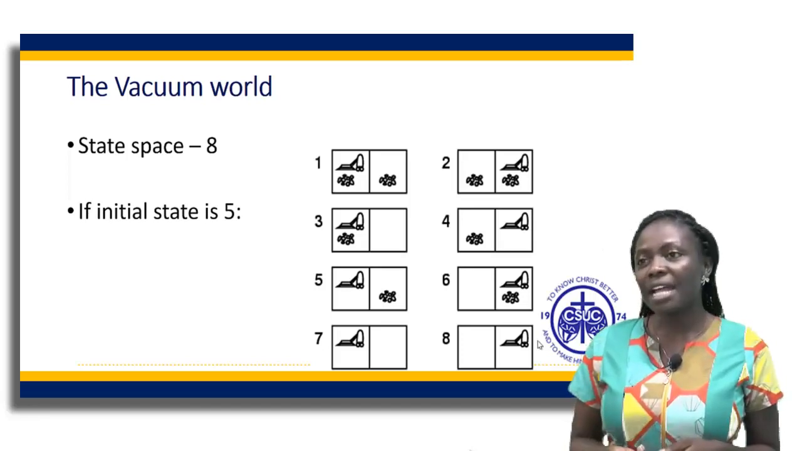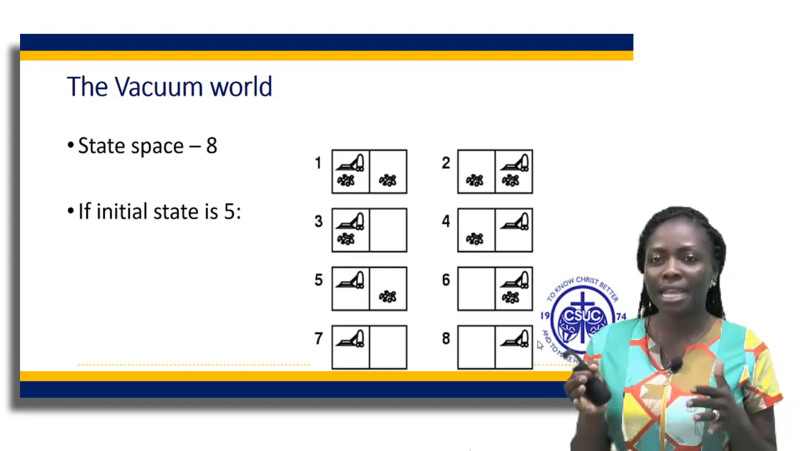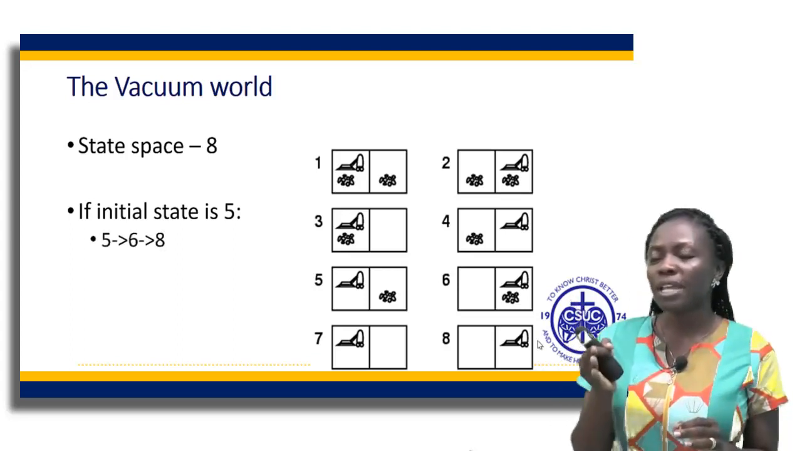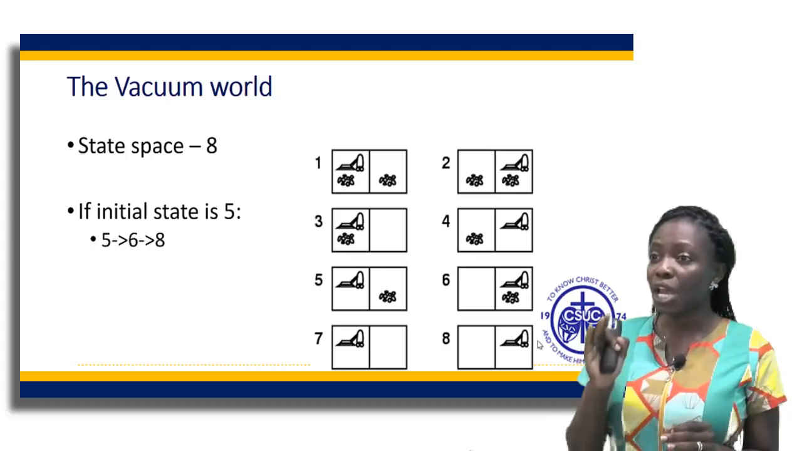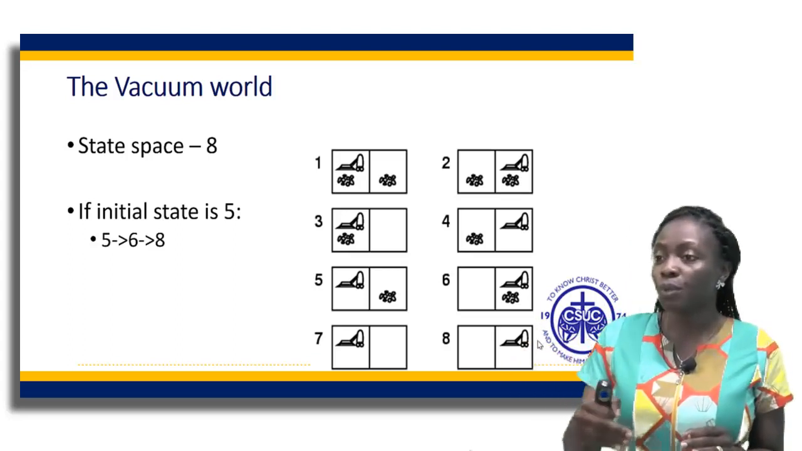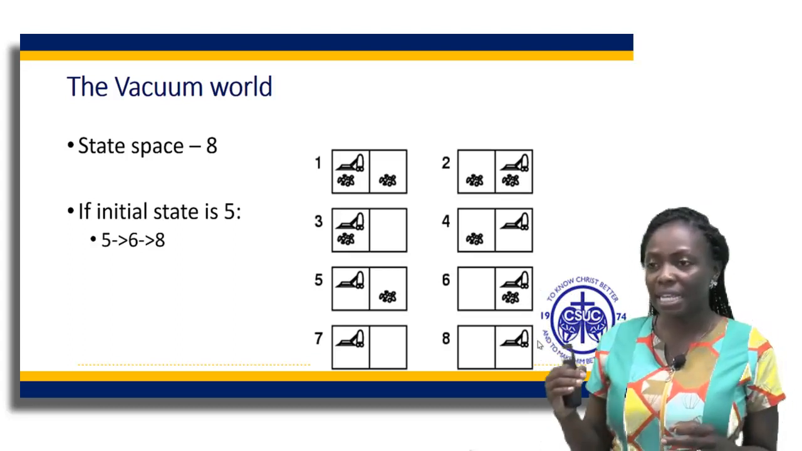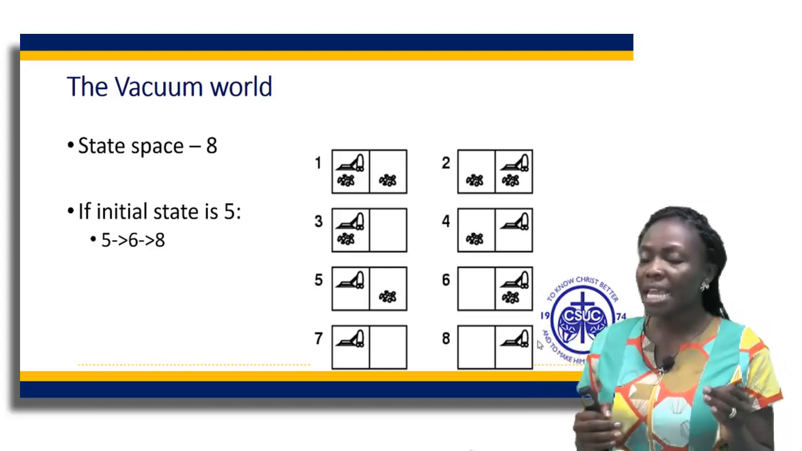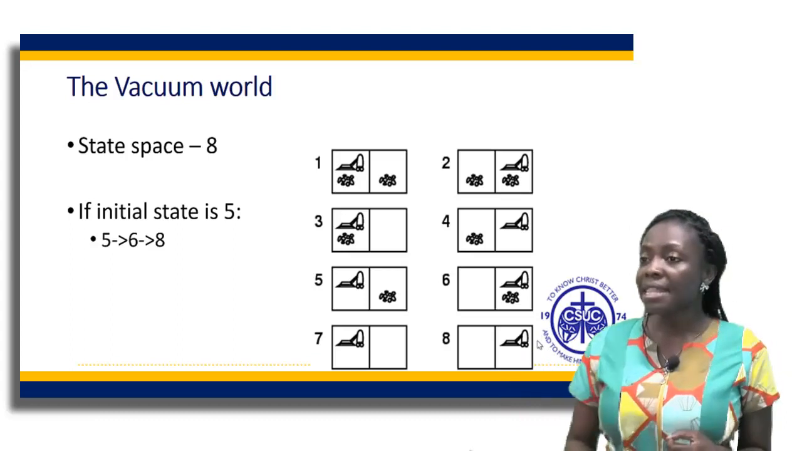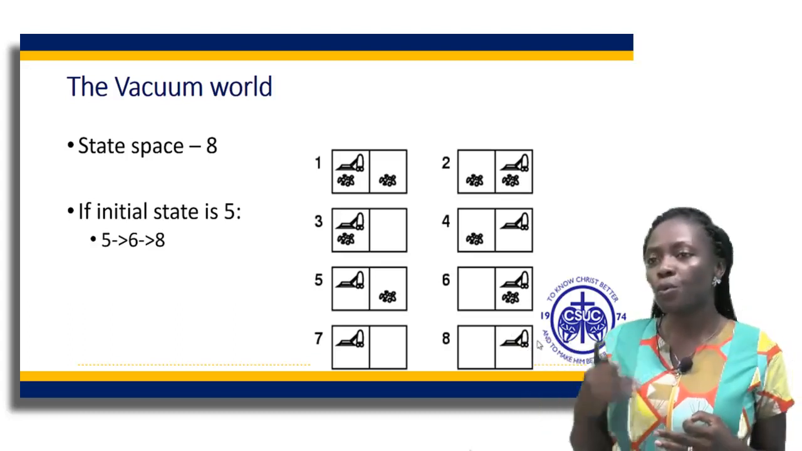If we start from state 5, meaning that our vacuum cleaner is in location A and there is dirt in location B, our solution is going to be that when we are in location A, because we know it is clean, we will move right into location B, meaning that the state that we are going to be in will be state 6. And then once there is dirt, we will suck up the dirt, which takes us to state 8. So if we are in state 5, with location A being clean and location B being dirty, we will move to state 6, where location A remains clean and the vacuum cleaner is now positioned in location B. And then we suck up the dirt, which takes us to the goal state, which is state 8.